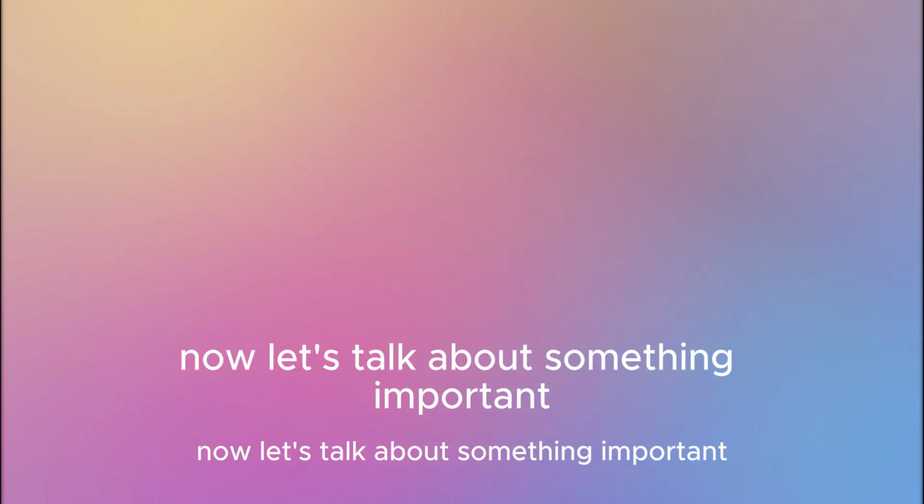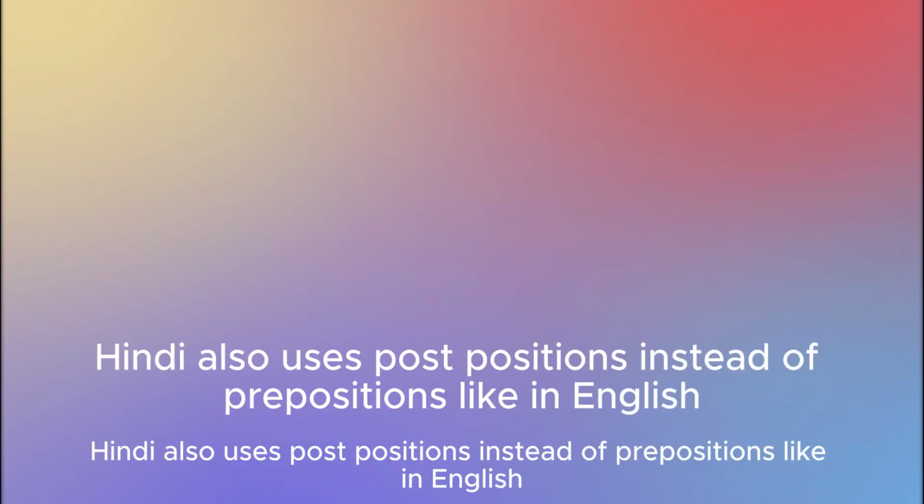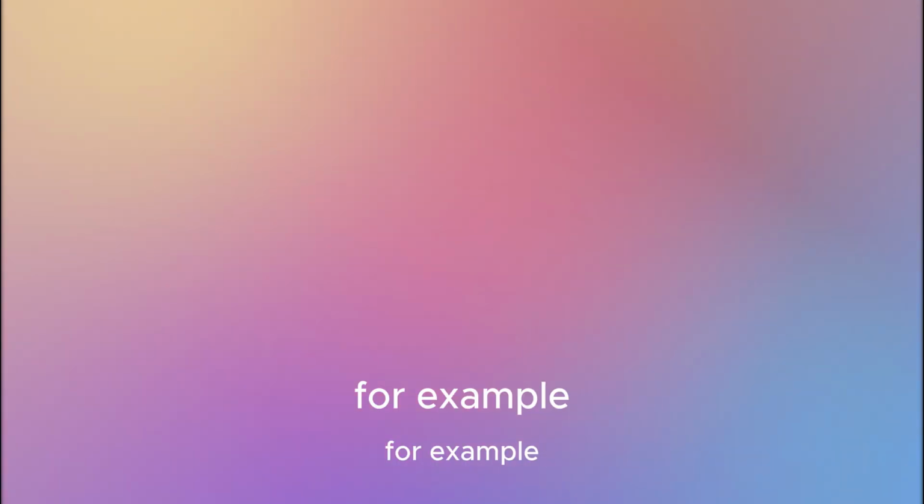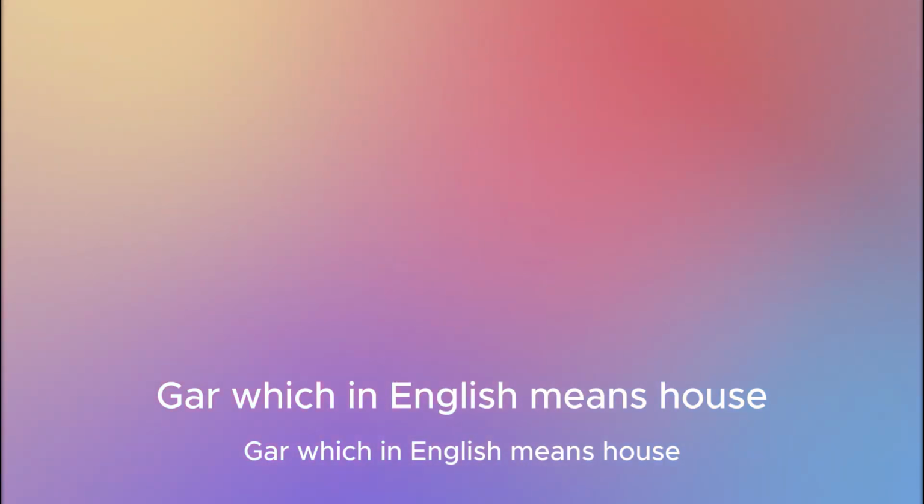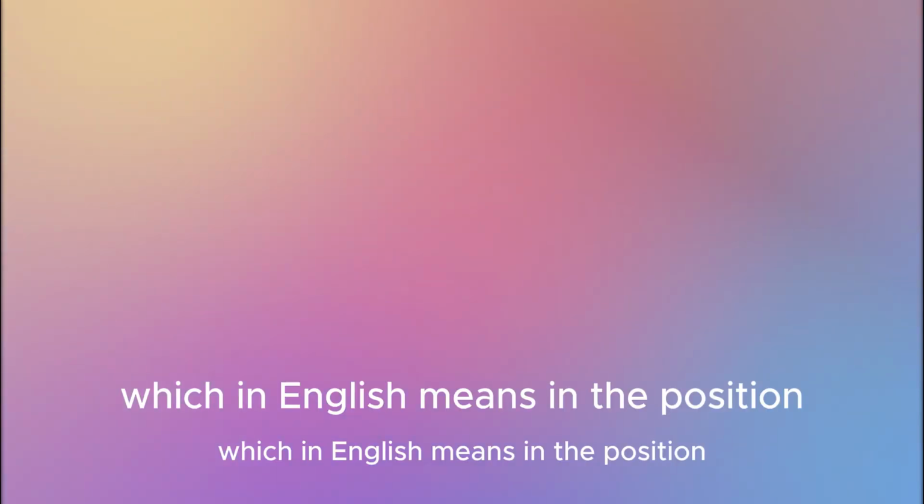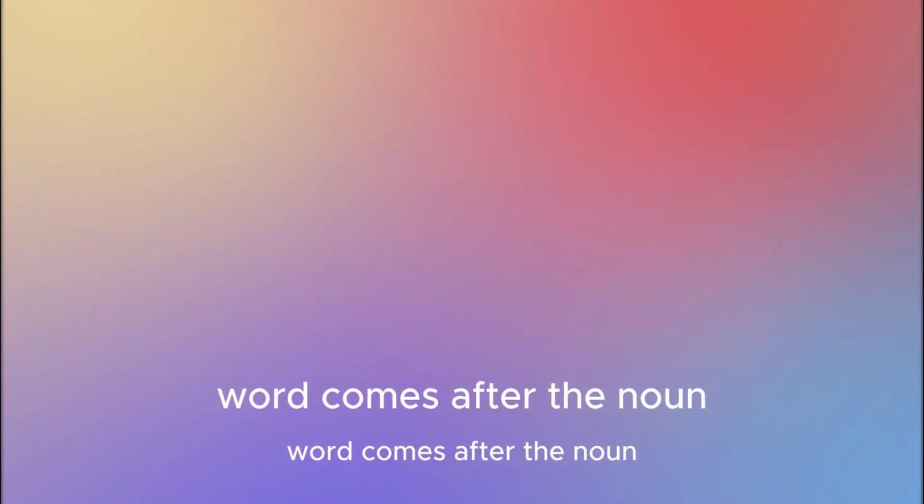Now let's talk about something important. Hindi also uses postpositions instead of prepositions like in English. For example, घर में, which in English means in the house. घर, which in English means house. में, which in English means in. The position word comes after the noun.